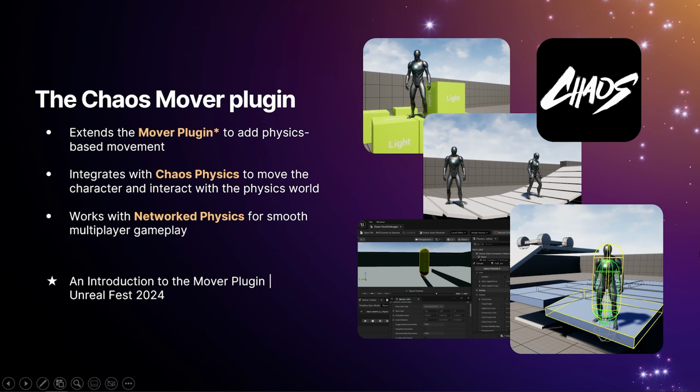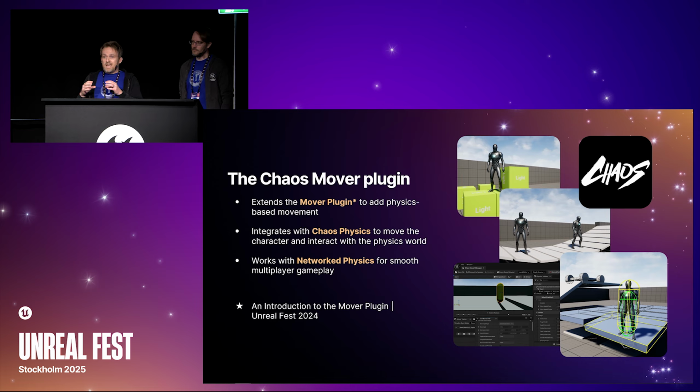So we've developed a new plugin. It's called Chaos Mover. Chaos Mover extends the Mover plugin, which is another new system that we're developing at Unreal. If you're unfamiliar with Mover, there have been a couple of talks about this at previous Unreal Fests. But it's a new way of building extensible and modular character movement in Unreal, and it's really the future of movement in Unreal. And so what we've done with Chaos Mover is we've built a layer on top of that that allows you to have a dynamically simulated character as part of the Mover system, and one that integrates with network physics for physics-based multiplayer games.